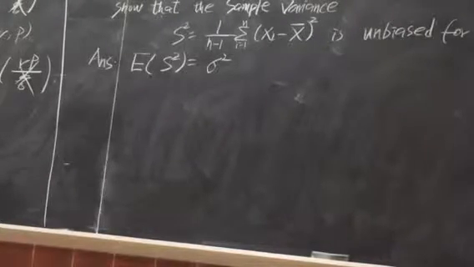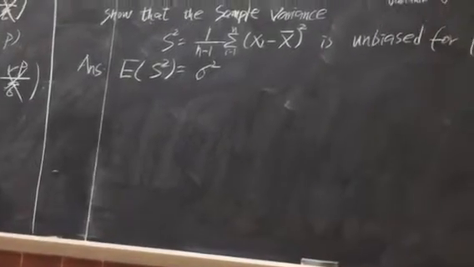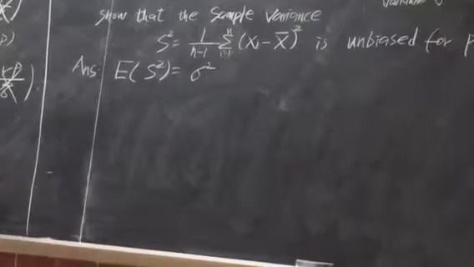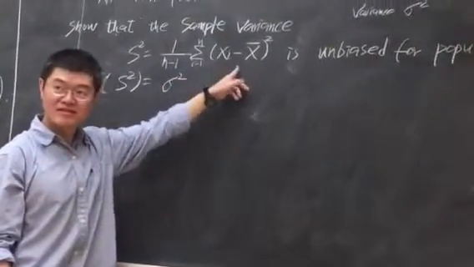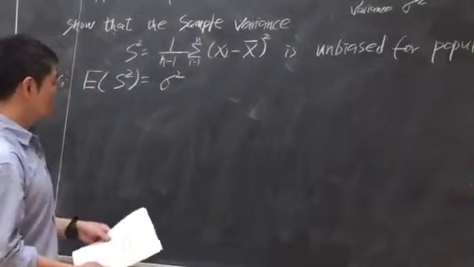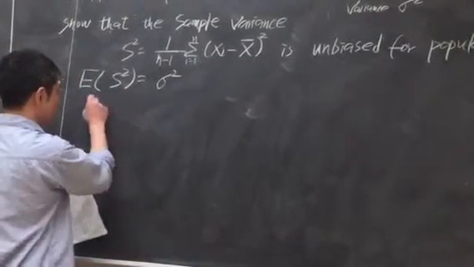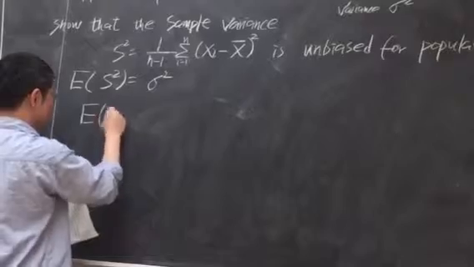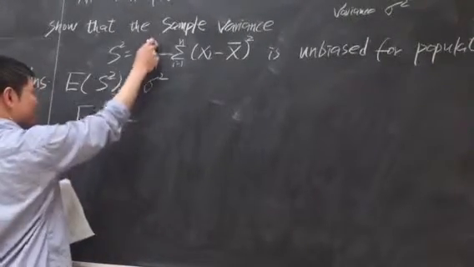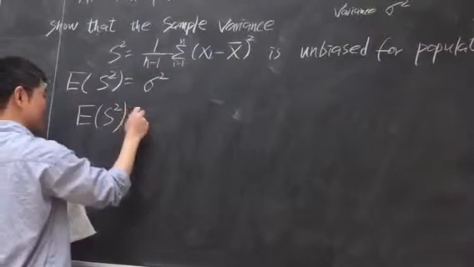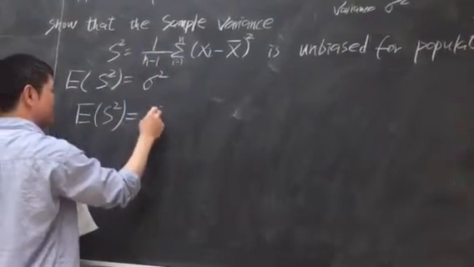Okay. And one way to show this is you expand this thing. So E s squared: this is a constant. 1 over n minus 1 is a constant, so I can take it out.